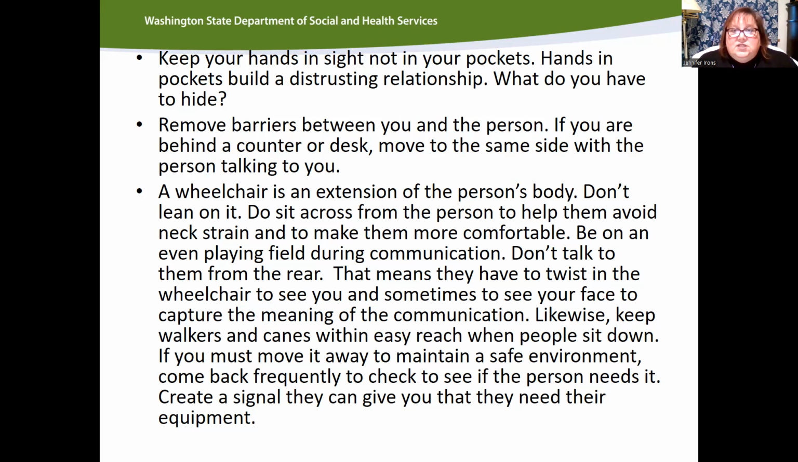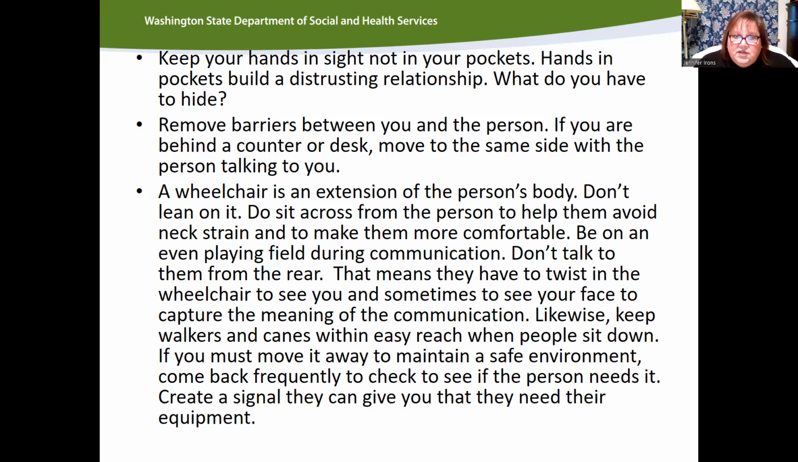A wheelchair is an extension of a person's body. Don't lean on it. Do sit across from the person to help them avoid neck strain, help them to be more comfortable. Be on an even playing field during communication. Don't talk to them from the rear. It means they have to twist in the chair to see you and sometimes to see your face to capture the meaning of the communication.